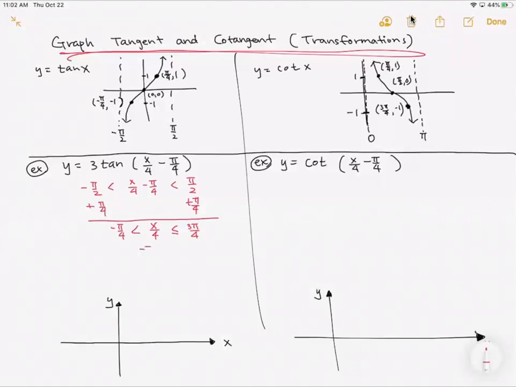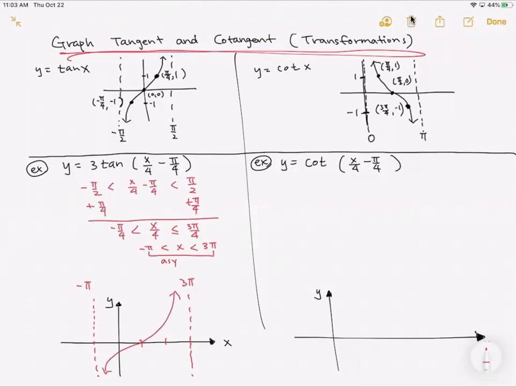Multiply 4 on both sides. We can tell that these two are our two consecutive asymptotes. And we just need to graph our regular curve of tangent.